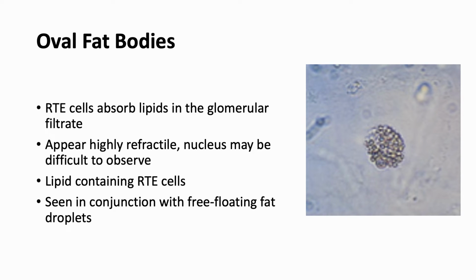So the oval fat bodies are renal tubular epithelial cells that contain lipids absorbed from the glomerular filtrate. They appear highly refractile, and the nuclei of the renal tubular epithelial cells may be difficult to identify. They are also called lipid-containing renal tubular epithelial cells. Oval fat bodies are seen in conjunction with free-floating fat droplets.